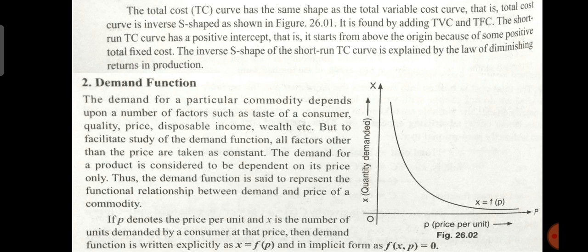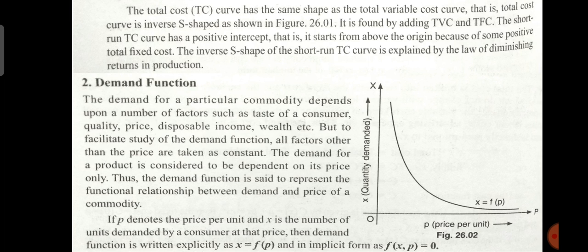So this facilitates the study of the demand function. All factors other than the price are taken to be constant. That is, the demand for a product is considered to be dependent on its price only. So the demand depends on the price only. The demand function is said to represent the functional relationship between demand and price of a commodity.